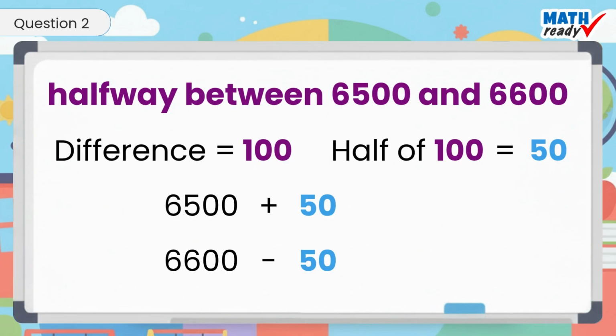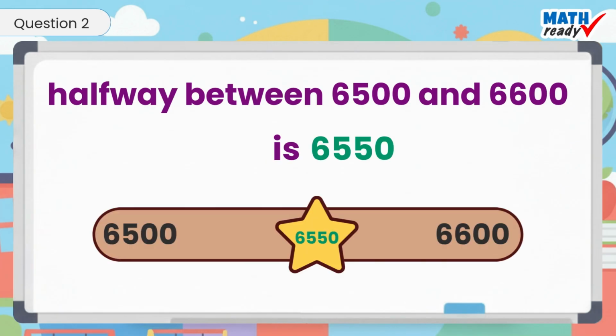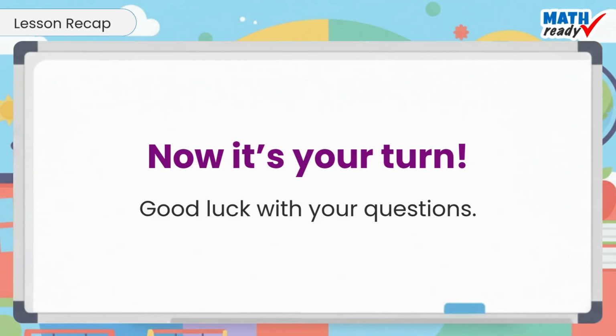6,500 plus 50 is 6,550, and 6,600 minus 50 is also 6,550. So, the number halfway between 6,500 and 6,600 is 6,550. Now it's your turn.